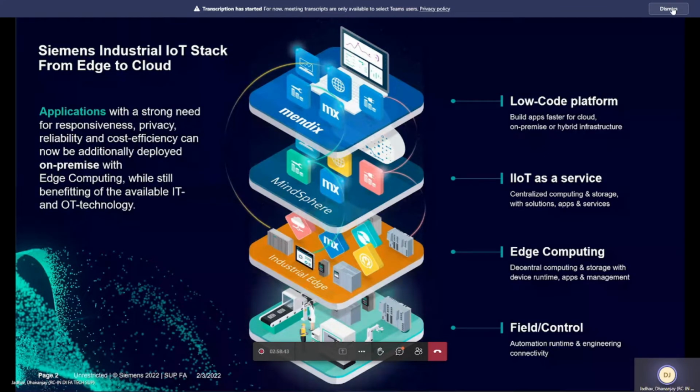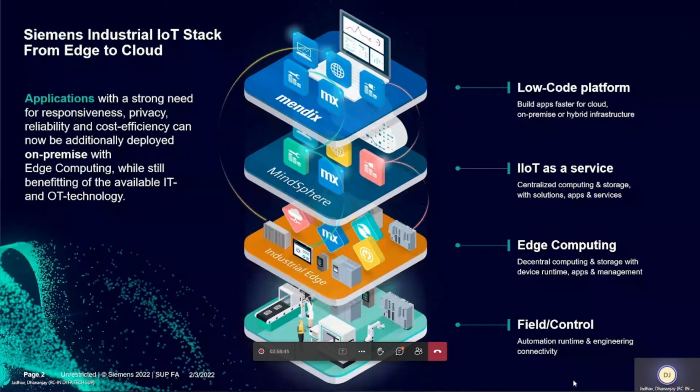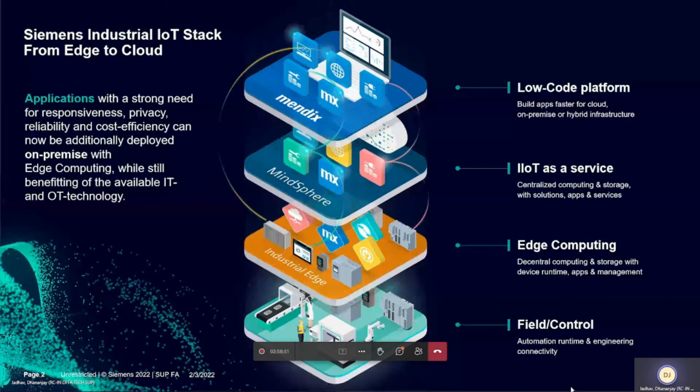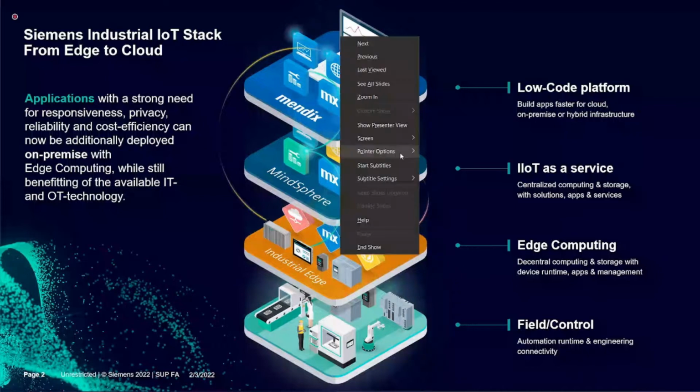The automation pyramid starts from level 0 to level 4. Now this industrial edge is fitting between level 1 and level 2, so it is in between the SCADA layer and the control layer, where we can do the analytics on the machine itself. Now the automation pyramid is also getting changed with respect to Industry 4.0.